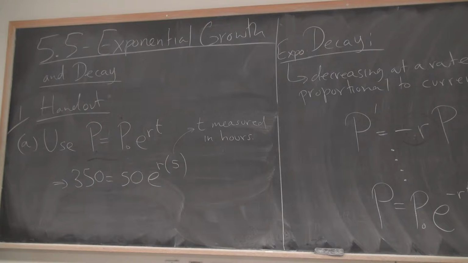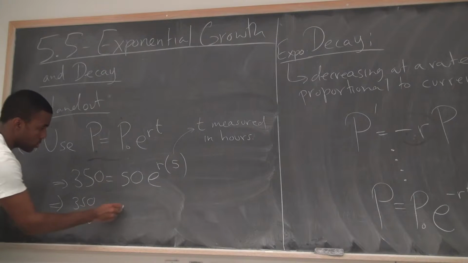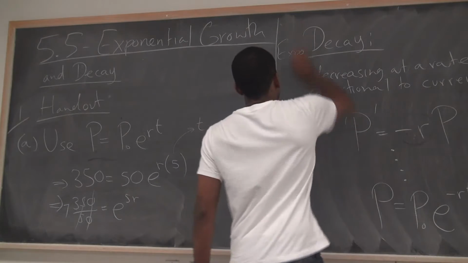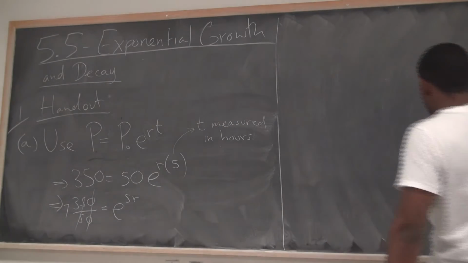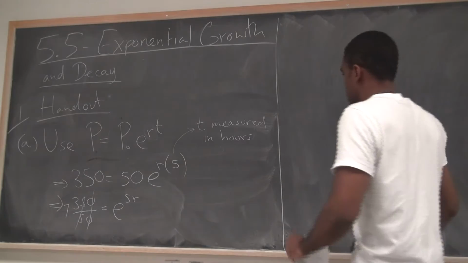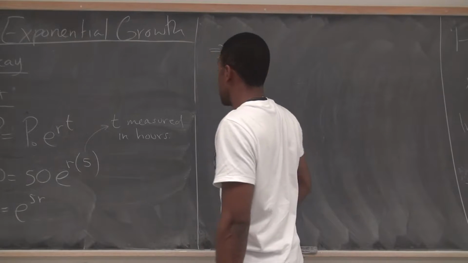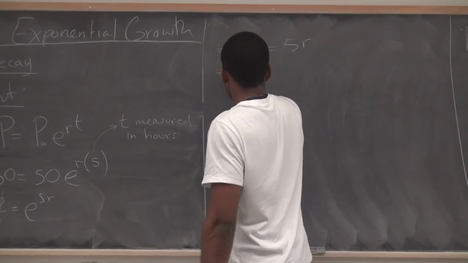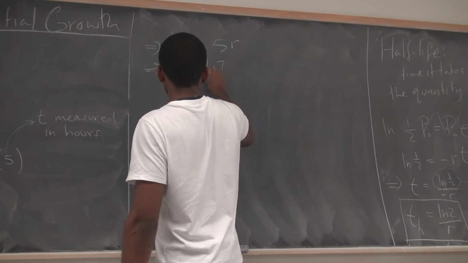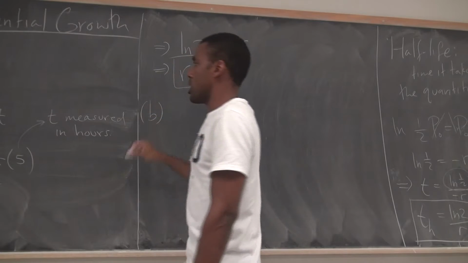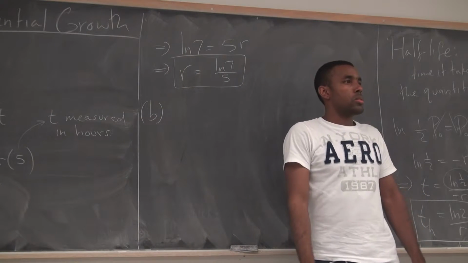How do we solve that for R? Divide by 50. So 350 over 50 equals e to the 5r. So that's 7. Now you ln both sides. This means ln of 7 is going to be equal to 5r, which means r is going to be ln of 7 over 5, which is the answer to part A. Questions?